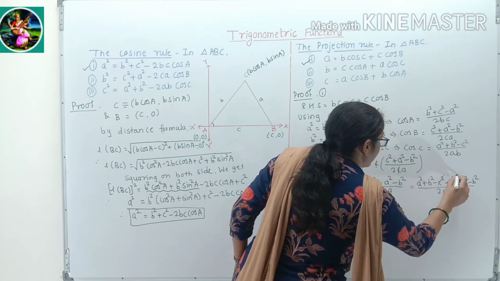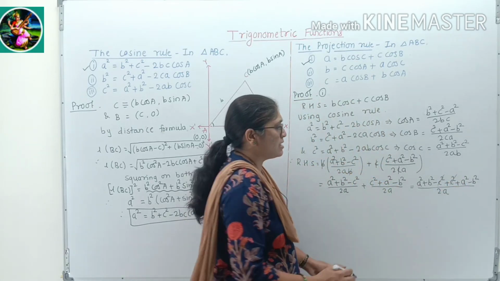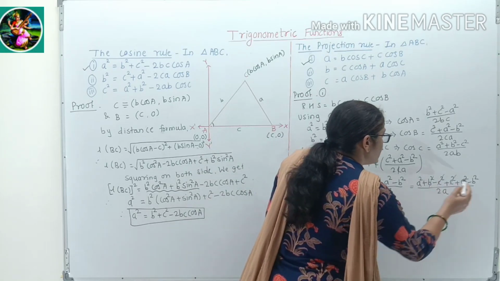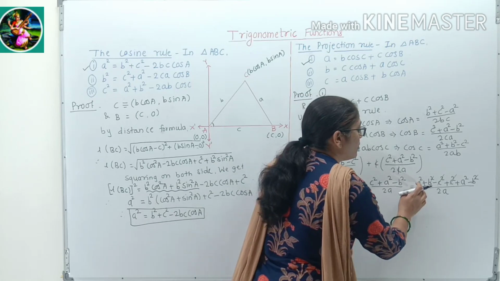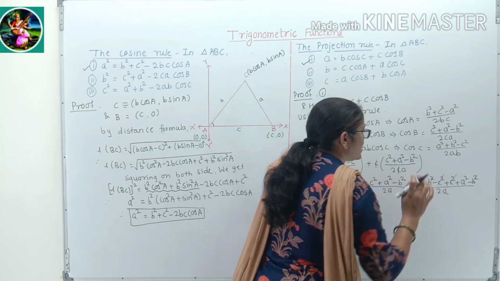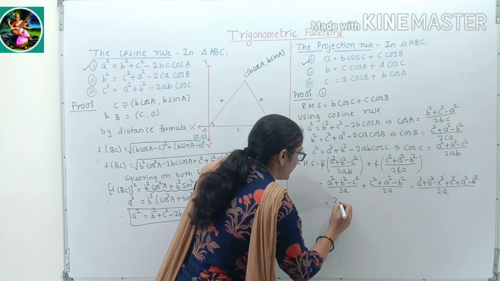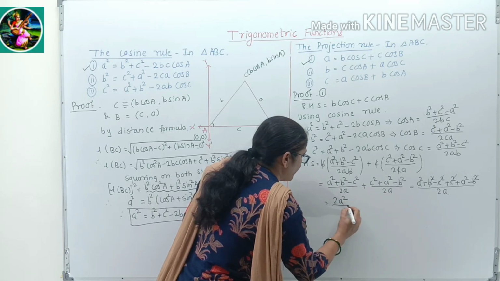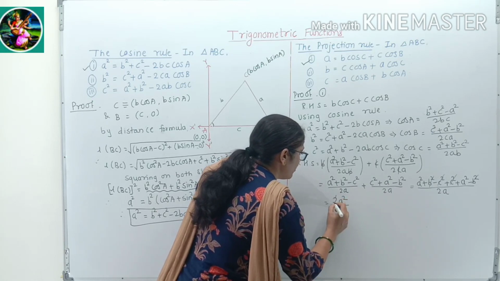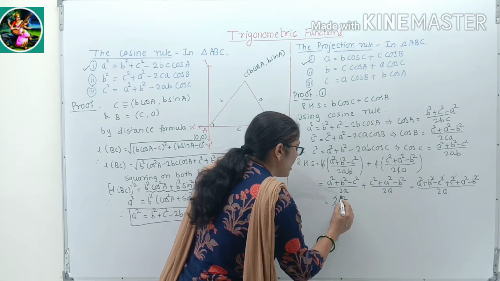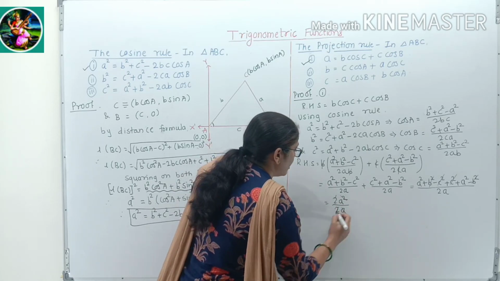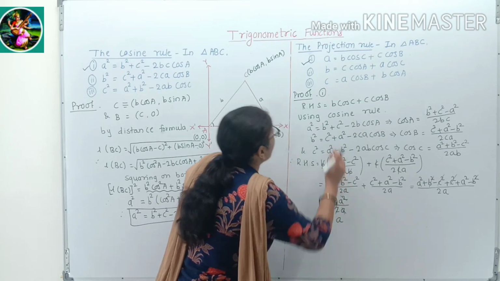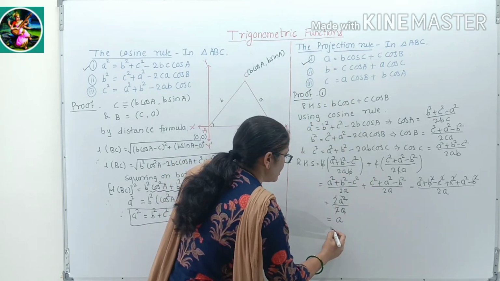The plus C² and minus C² get cancelled. Also the plus B² and minus B² get cancelled. Remaining only A² + A², that is 2A² divided by 2A. The 2 gets cancelled, and one A of the numerator cancels with this A. Therefore, here remaining only A, and that is our LHS.